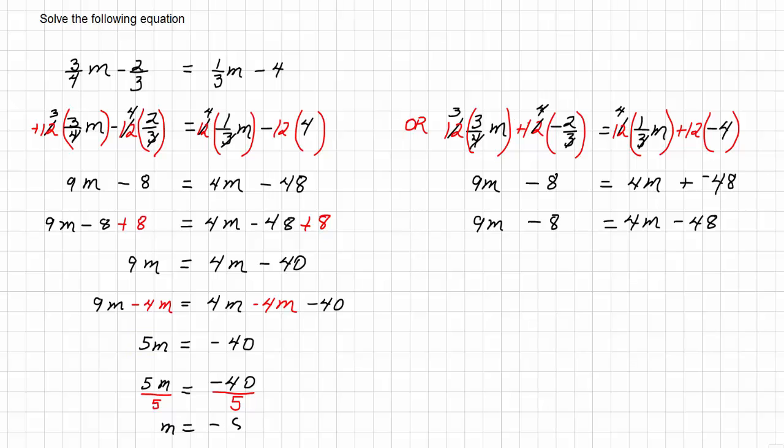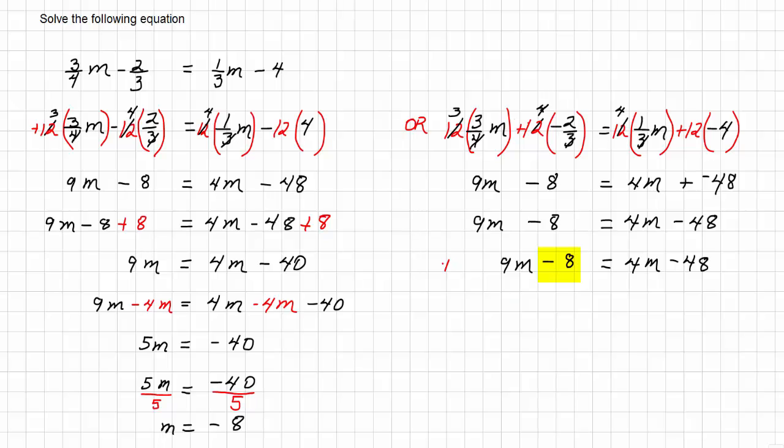On the right side of this page, I'm going to solve the same equation, but I'm going to write it out a little differently just to show you that there's more than one way to do this using proper mathematical operations. I'm going to rewrite the equation 9m minus 8 equals 4m minus 48. I still want to eliminate the negative 8 from the left side of the equation, but now I'm going to write the plus 8 at the beginning of the equation.